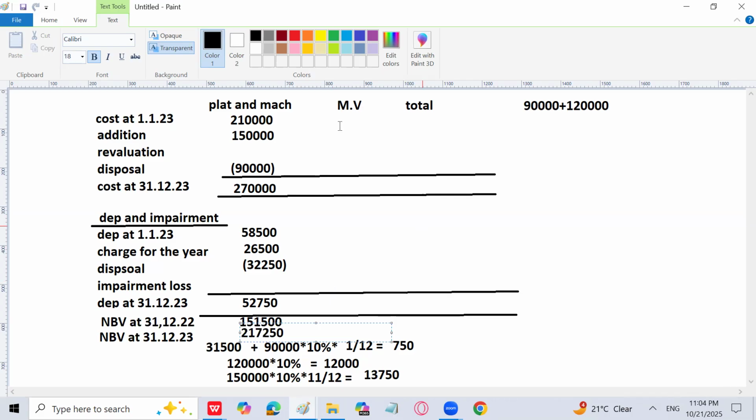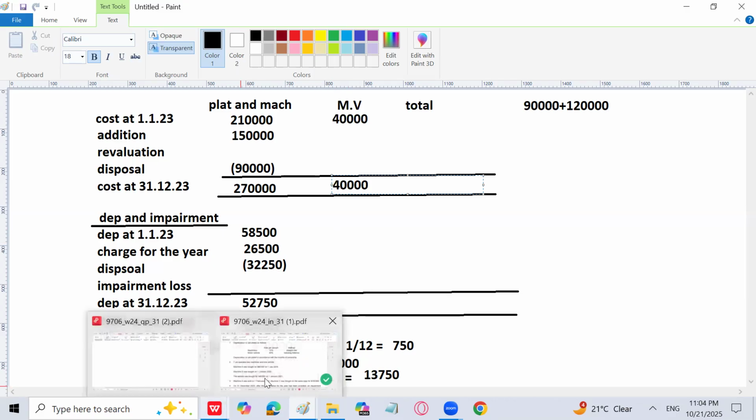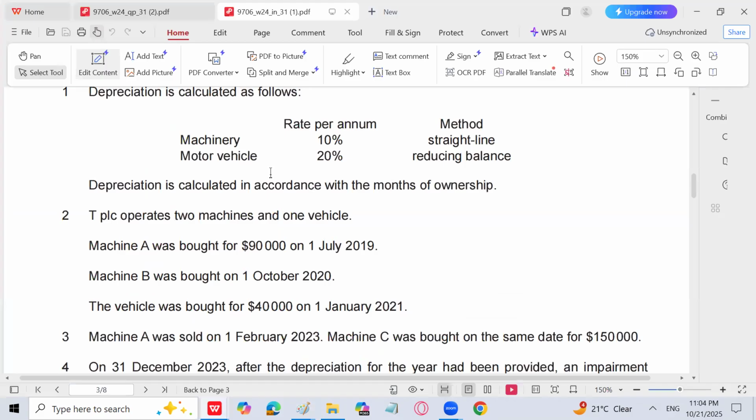Now we'll move toward the motor vehicle, which is quite easy. That is going to be 40,000 as the cost. There is no addition, no revaluation, no sale. So 40,000 will be the cost of the asset. Now let's move back. The motor vehicle is depreciated by 20% under the reducing balance method, and the vehicle was bought for 40,000 on 1st January 2021. So till the end of 2022, 2 years have passed, so the asset has been depreciated for 2 years.